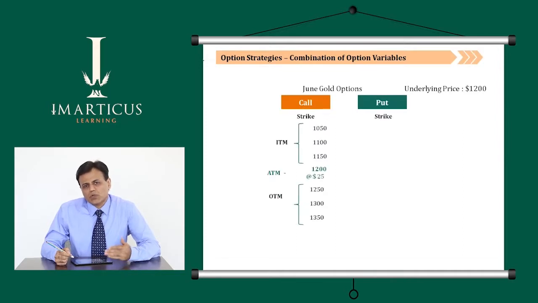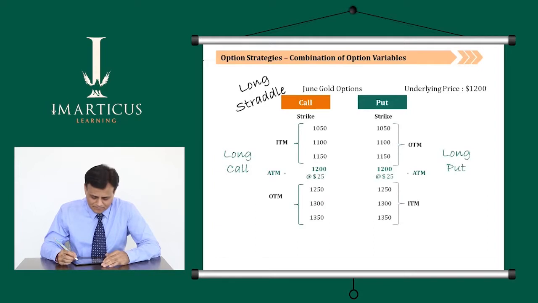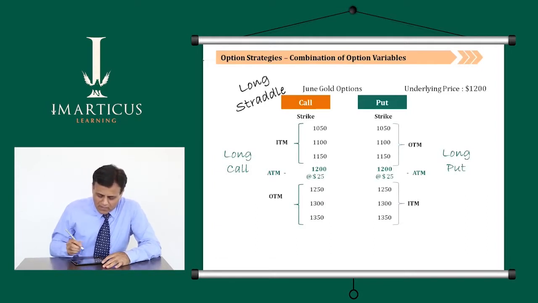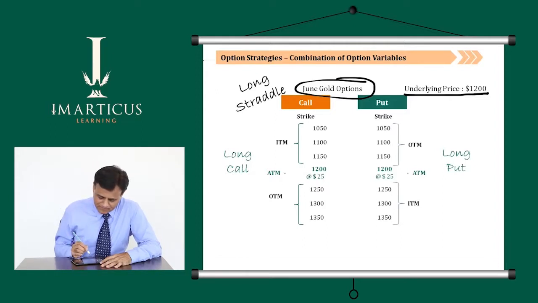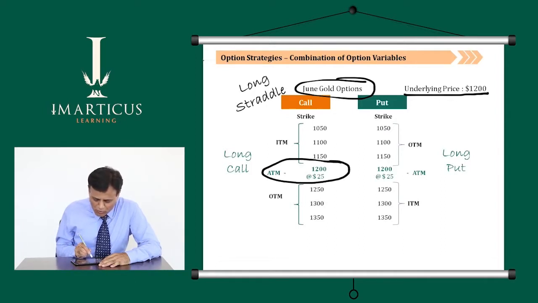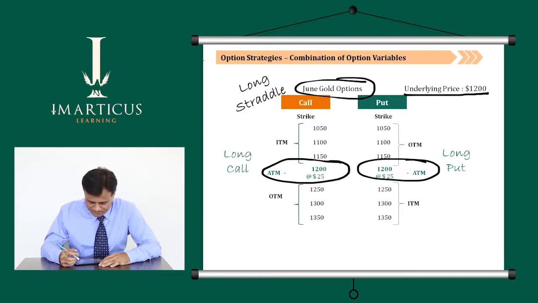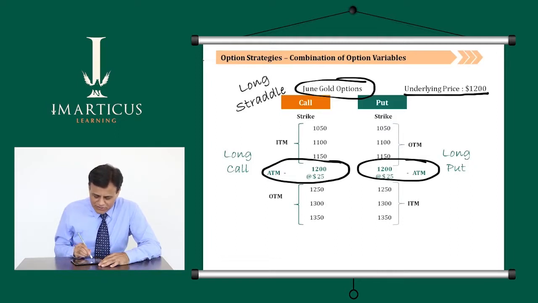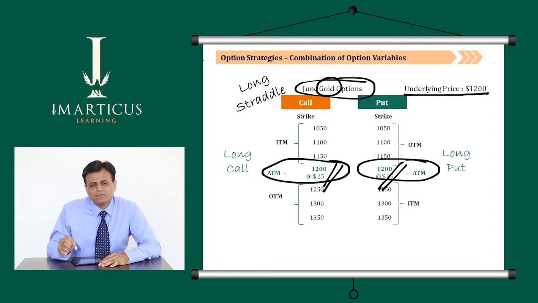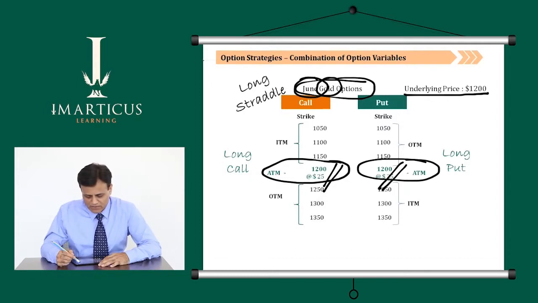In our previous slide, we talked about buying a call as well as buying a put. So what I have here are gold options. The price of gold is $1,200. Listed here are the various strikes available on calls as well as puts. In this particular strategy, we would be buying a long call and we would also buy a put, call it a long put. What needs to be noted here is that the strike price should be the same. Also, the underlying should be the same and the expiry should be the same. This strategy is called the long straddle.